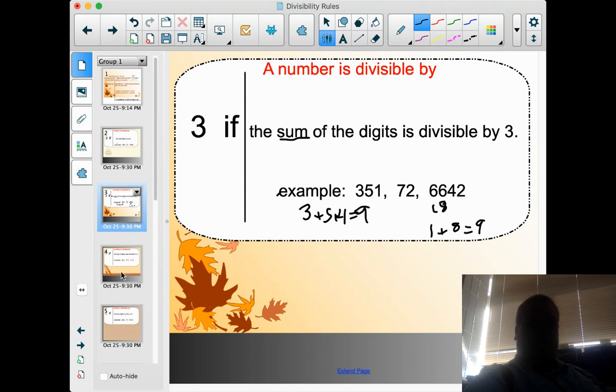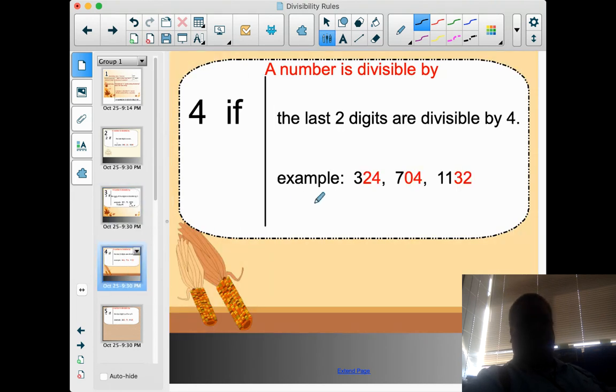Okay. All right, for 4, a number is divisible by 4 if the last 2 digits are divisible by 4. So instead of just looking at the last digit like we did with 2s, we're going to look at the last 2 digits. So 324, if you look at those last 2 digits, you get 24. Now 24 is divisible by 4. 4 goes into that an even number of times. That tells me that 324 is also divisible by 4.